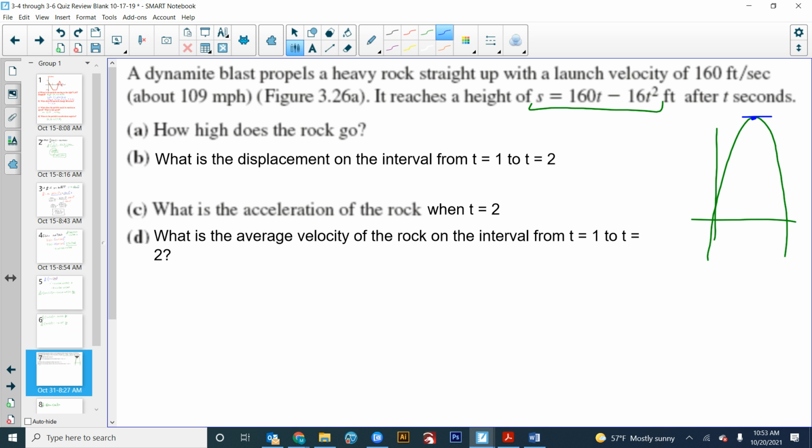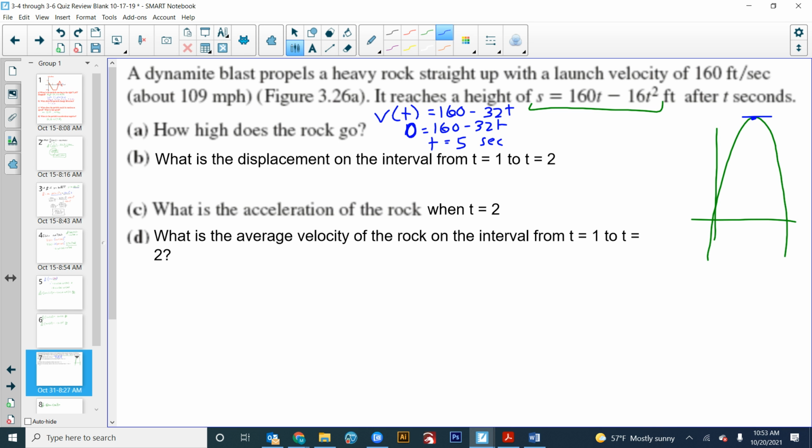The velocity is 0. So v of t is 160 minus 32t. Set it equal to 0. Add 32t, divide by 32. Again, this would have to be nice numbers. And for this one, it's 5. 5 what? Seconds. Well, that doesn't answer that problem.